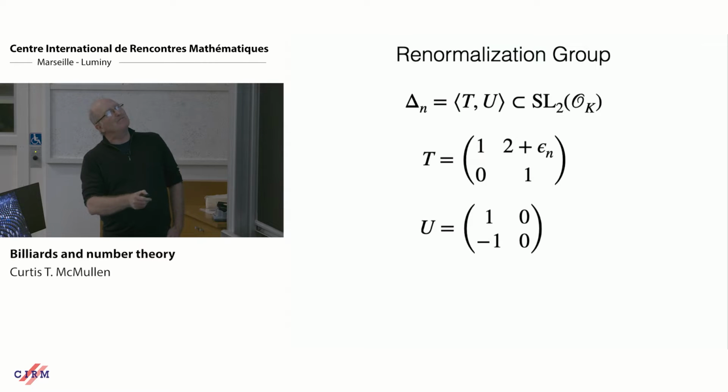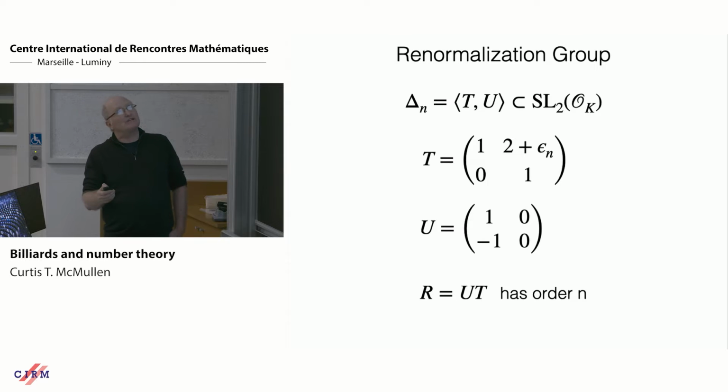And it sits inside this big group of matrices with integer entries in this field. But once this field is quadratic or more, this is a dense subgroup of SL2R. But this is a discrete subgroup of SL2R, the group generated by these two parabolics.